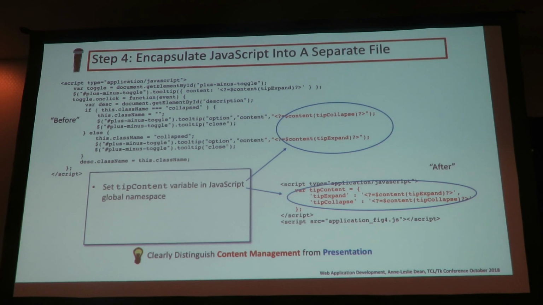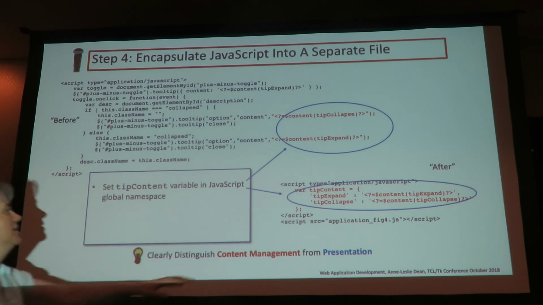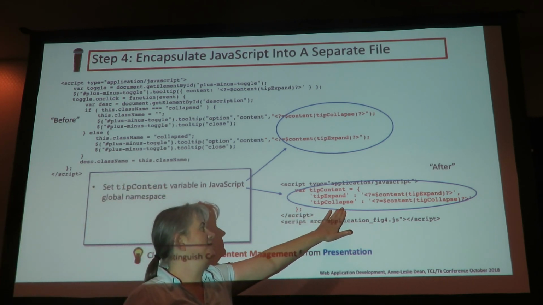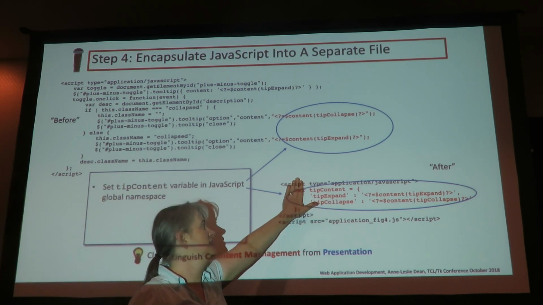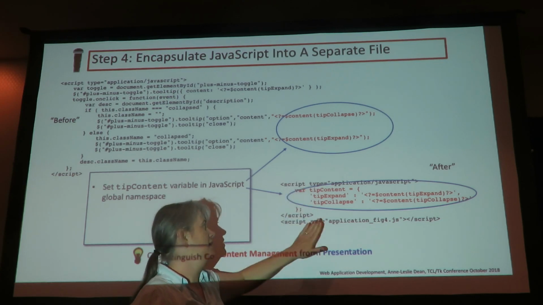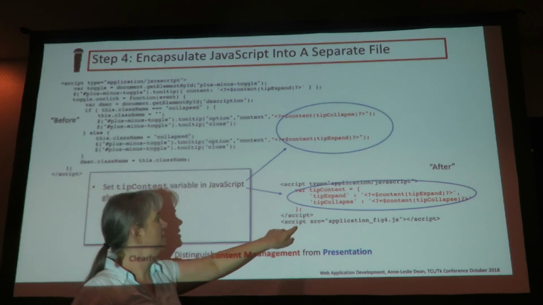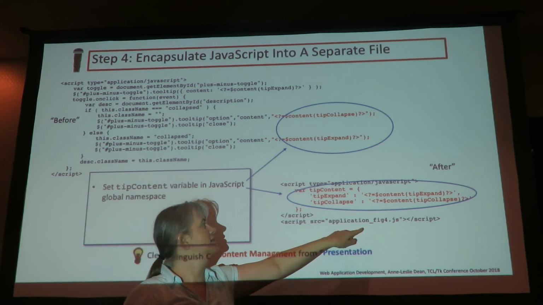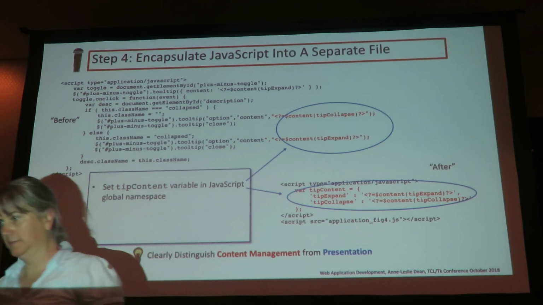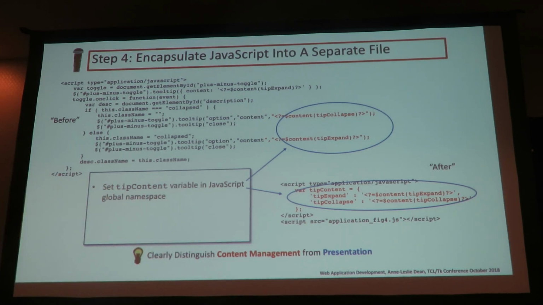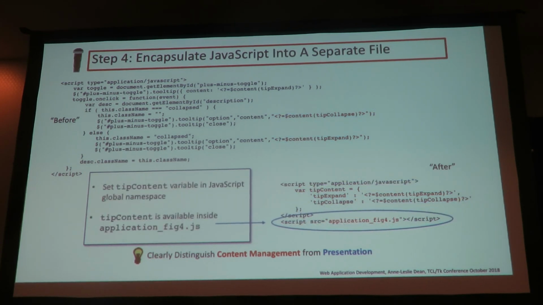And so we can use the global namespace of JavaScript to save this tip content into the global namespace here, and then inside this script tag, which now contains all of that, it can access the content. So this works out really nicely. It's simplified my code and magically passes content into the JavaScript.